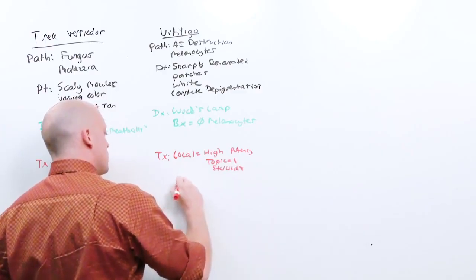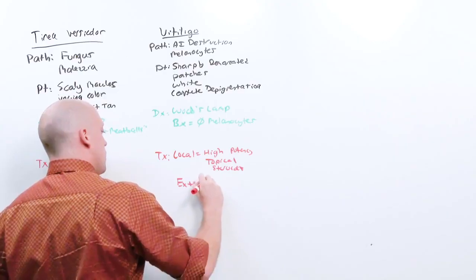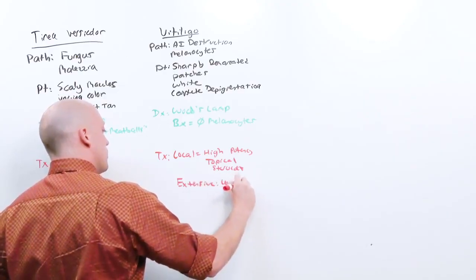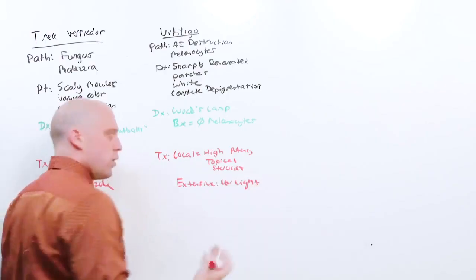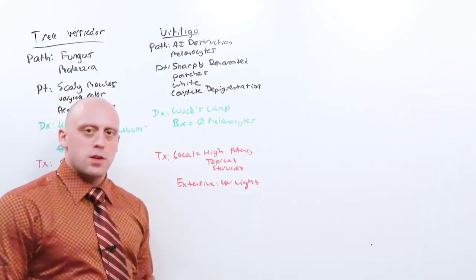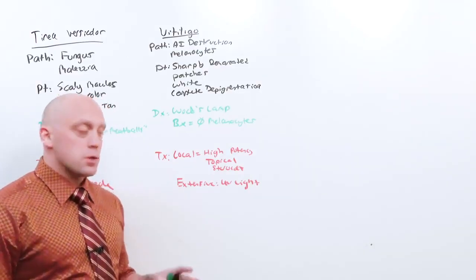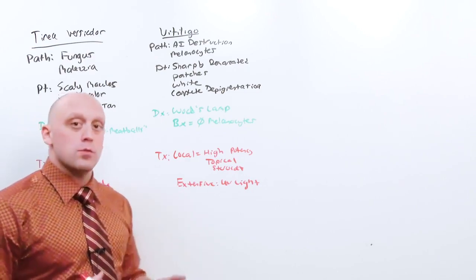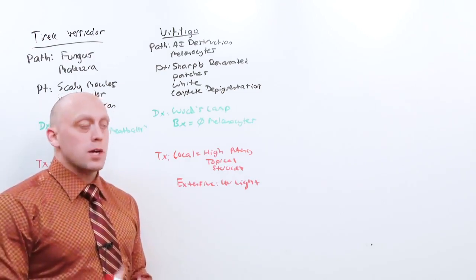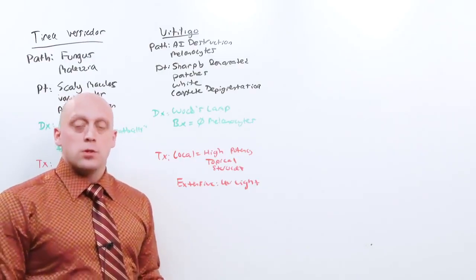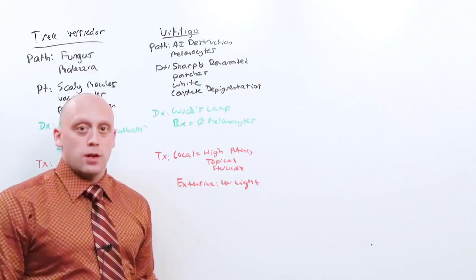For extensive disease, and this might seem counterintuitive, you use UV light. And if you have autoimmune destruction of melanocytes and you gave them UV light, all they would do is burn. But indeed, you can actually improve the condition by giving them UV light. Now, this is more cosmetic than anything else. So you can use makeup to conceal the vitiligo.